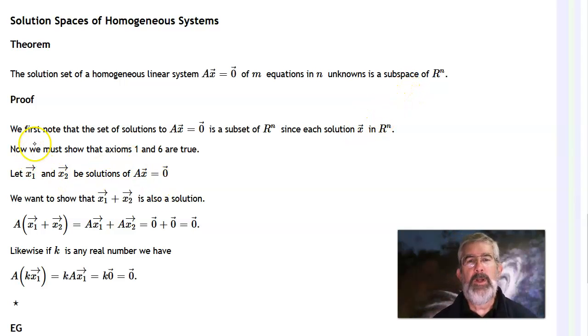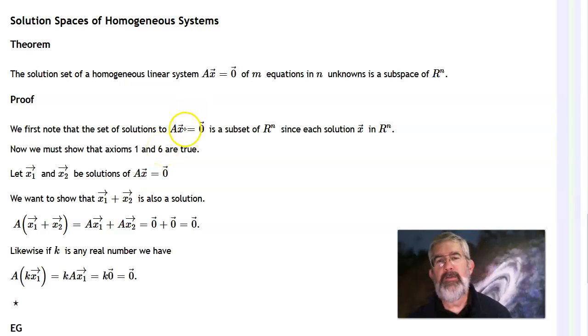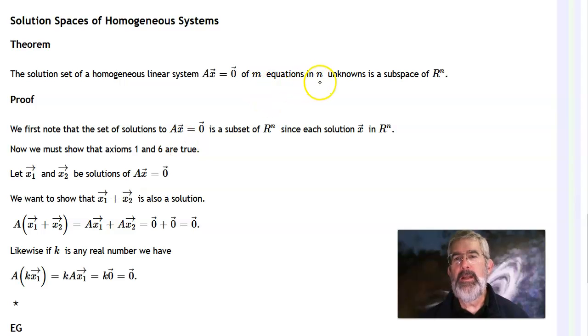First, we know that the solution set of this system is a subset of Rn, because if there are m equations and n unknowns, that means the matrix A is m by n, and that vector x, it's a column matrix, has n entries in it. And the column matrix of zeros has m zeros in it. So the x's are coming from Rn, so every solution is an element of Rn, so the solution set is in fact a subset of Rn.